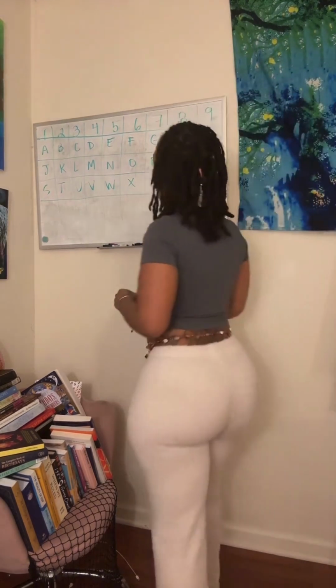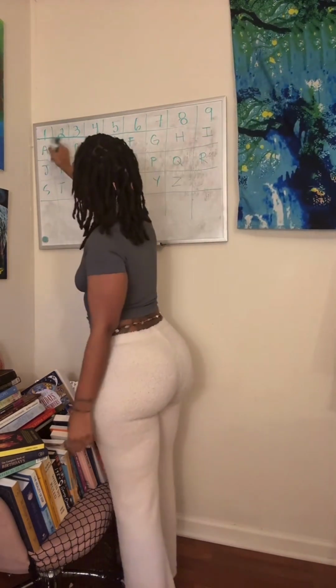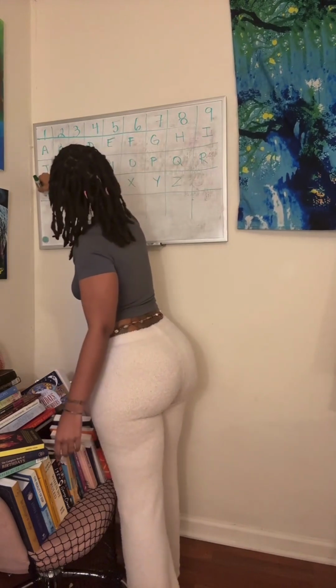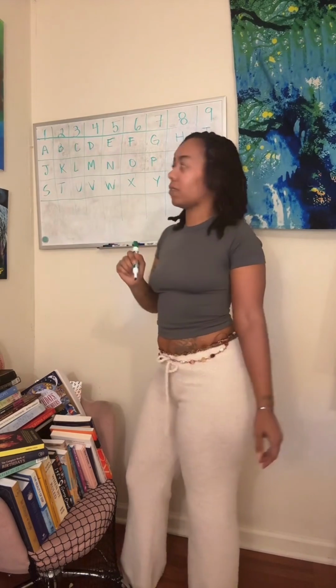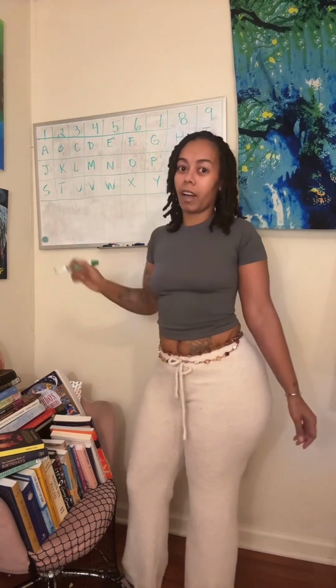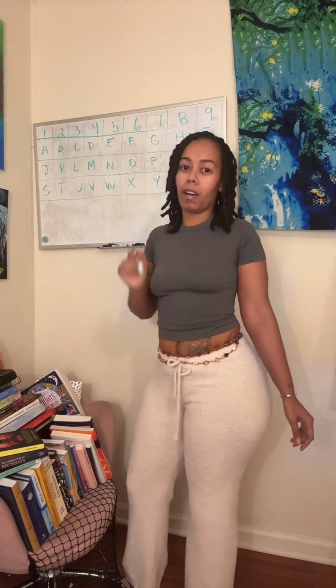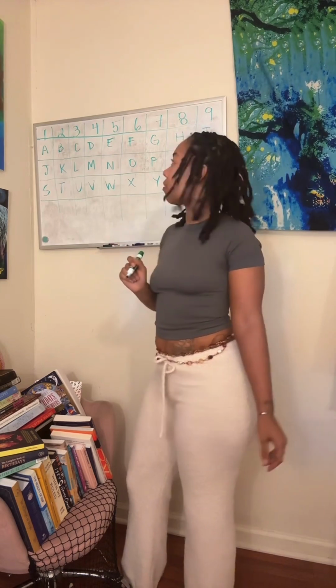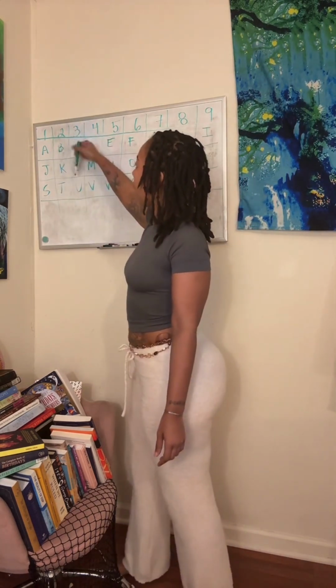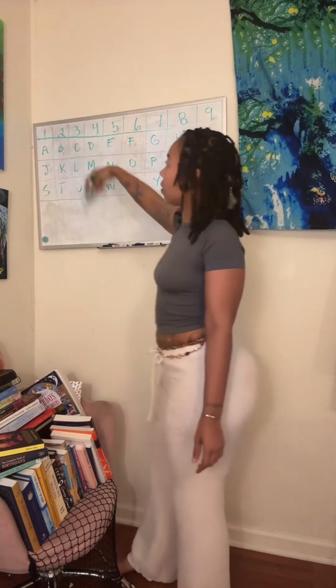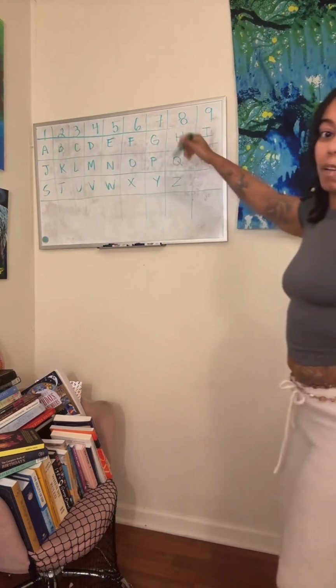So that means for A, J, and S, the number vibration is a 1. So if you got an A in your name, write a 1 over top of it, okay? B, K, and T is 2. And you go down the column, okay? Everybody got that?